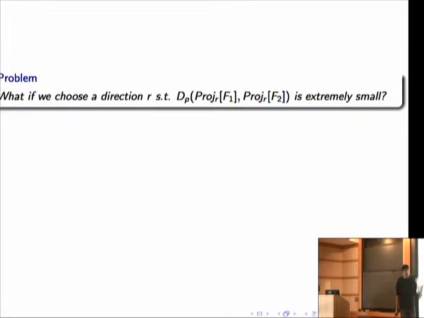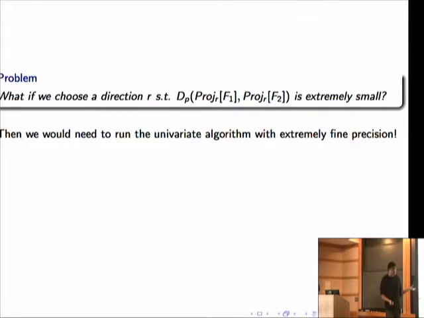We project F1 onto R, we project F2 onto R. What if the two univariate Gaussians we get are extremely close in parameter distance? This would be a problem if that were true, because we want to run our univariate learning algorithm on that projected univariate mixture of two Gaussians. So if these two had extremely close parameter distance, we might have to run our univariate algorithm at extremely fine precision to even see the differences between those two Gaussians. That would be a big problem then.